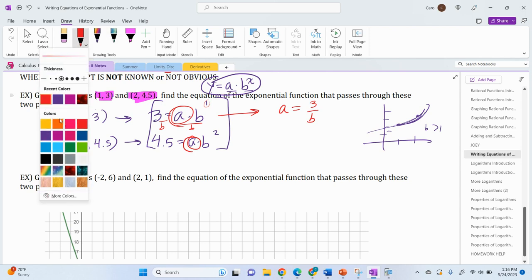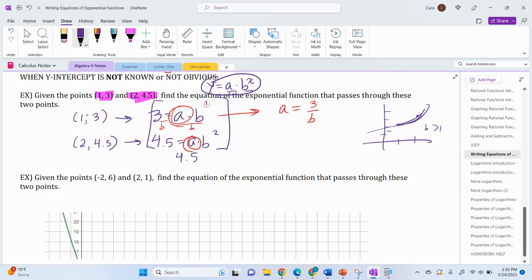So then let's continue solving here. You have 4.5 equals a, which is 3 over b, times b squared. That means 4.5 is, okay, 3b squared divided by b is just 3b. That's just using properties of exponents. And then divide by 3. 4.5 divided by 3 is 1.5.